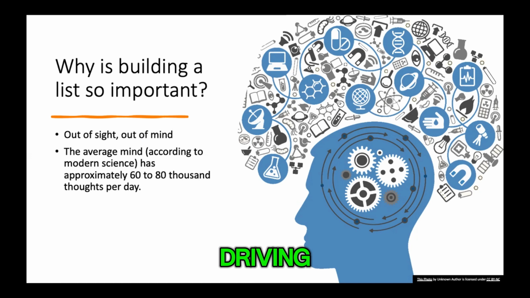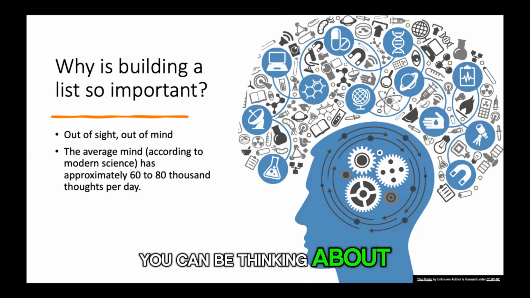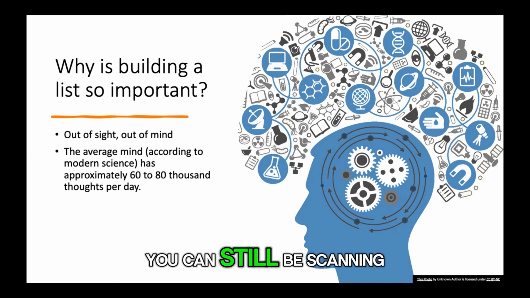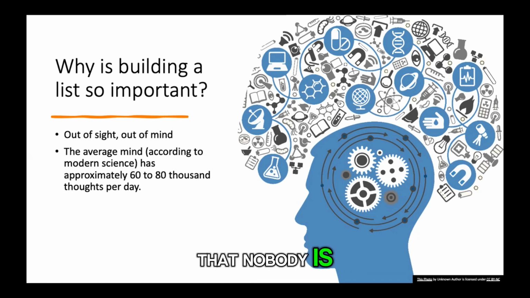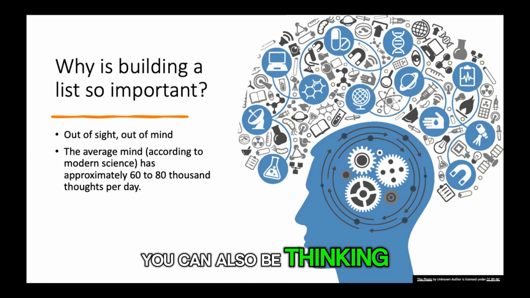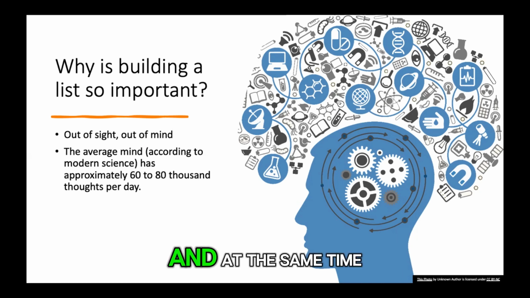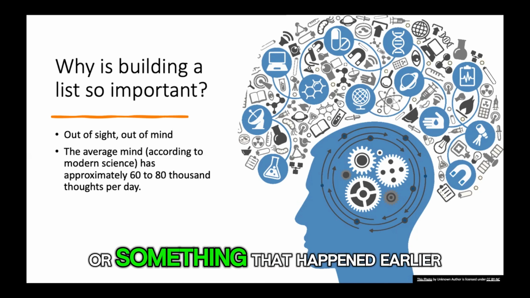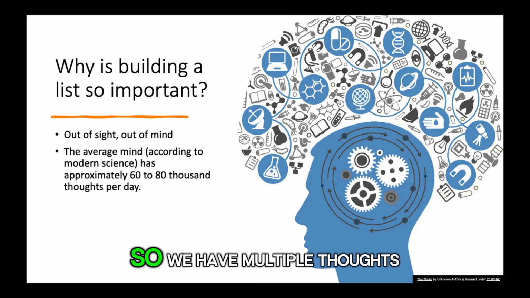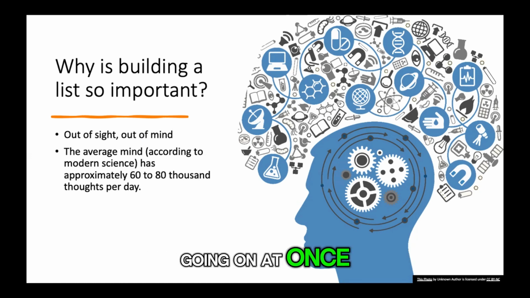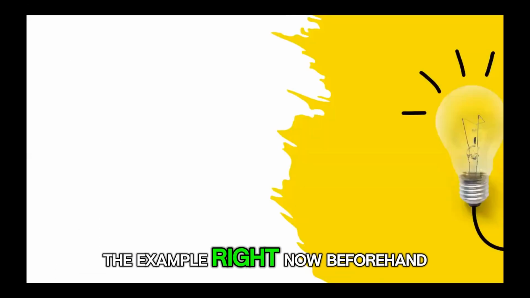Which means that you can be driving a car and thinking about what you're having for dinner. You could still be scanning the road to make sure that nobody is going to get into your lane, so you don't get hit. You can also be thinking of your next exit, and at the same time, you could be thinking of an argument or something that happened earlier that day. So we have multiple thoughts going on at once. This is how we're able to have so many thoughts per day. And I just gave you the example right now beforehand.